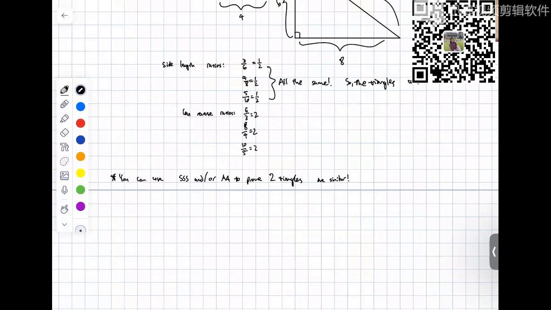However, you see how AA just has two angles, but SSS has three sides? You might be wondering if we could try SS. So I'm going to put that in a little box. The answer is no, you cannot do just SS. And I'll explain why.